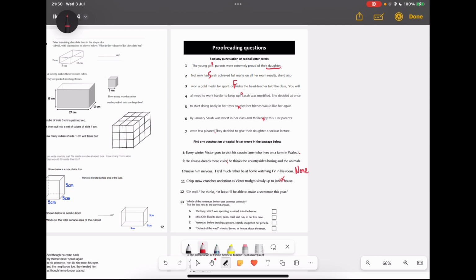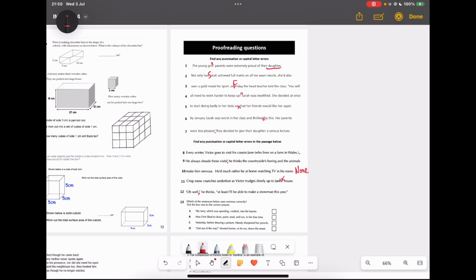Next, 12. Oh well, he thinks. At least I'll be able to make a snowman this year. Well, because oh well is only half of the dialogue, there needs to be a comma there. So oh well, comma, close speech mark. He thinks, at least I'll be able to make a snowman this year.